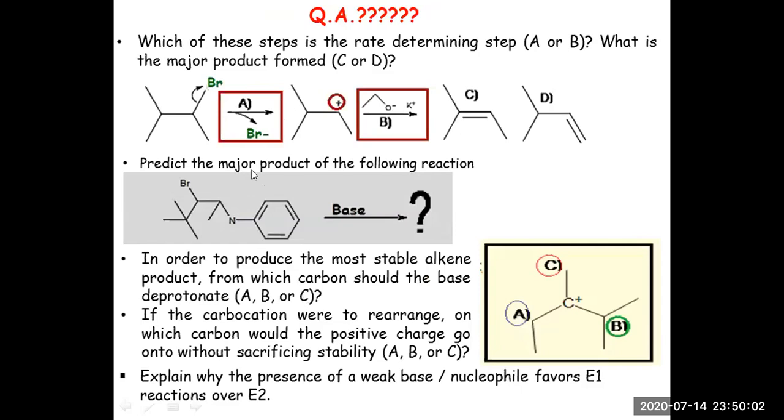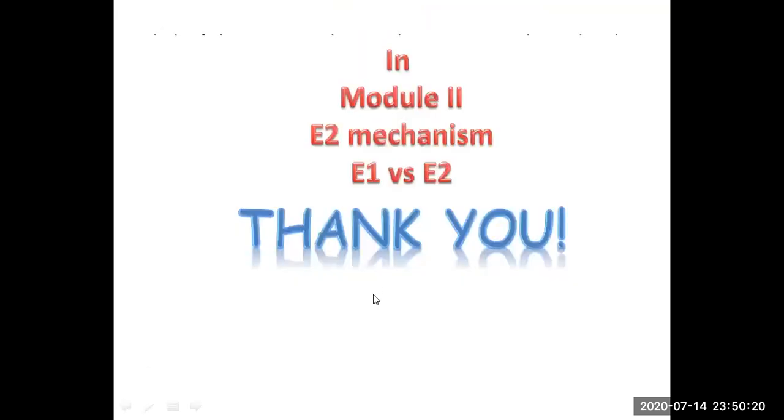So here we finish with the E1 elimination reaction and we have introduced what is elimination. These are a few questions based on whatever we have studied today. You are supposed to answer these questions and try to justify your answers. In the next module, that is module 2, we'll be talking about the E2 mechanism. We'll be talking about what is Saytzeff, what is Hoffmann product, as well as E1 versus E2 mechanism. Thank you.